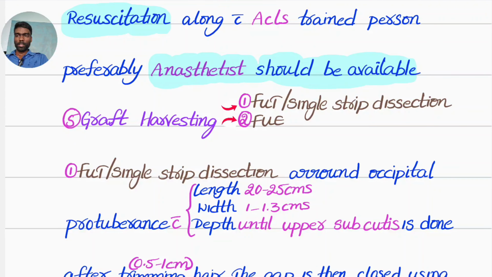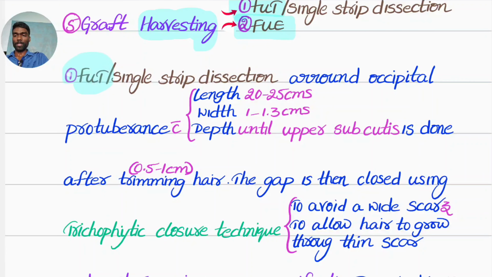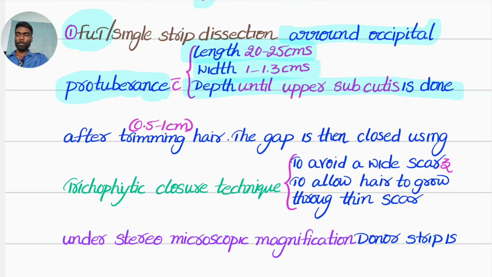After giving local anesthesia, we have to harvest the graft, that is nothing but the follicular unit. How? We can do it by two methods: follicular unit transplantation and follicular unit excision. Coming to follicular unit transplantation, a single strip dissection is done around the occipital protuberance with a length of about 20 to 25 centimeters, width of 1 to 1.3 centimeters, and depth until the upper subcutis.